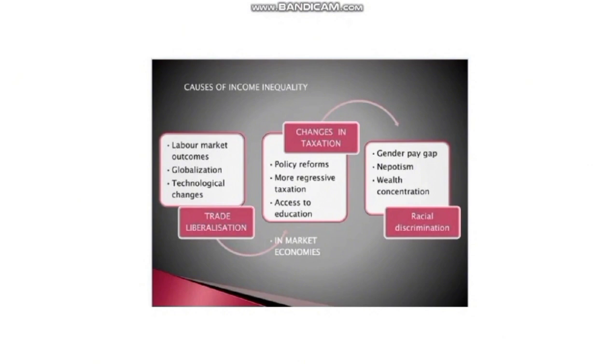Gender pay gap. The gender pay gap refers to the difference in average earnings between men and women in the workforce. It is often measured by comparing the median earnings of full-time male and female workers. The gender pay gap exists in many countries and is influenced by various factors such as occupational segregation and differences in work experience.